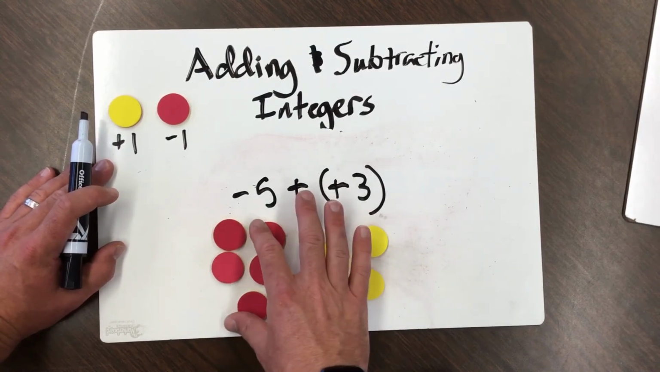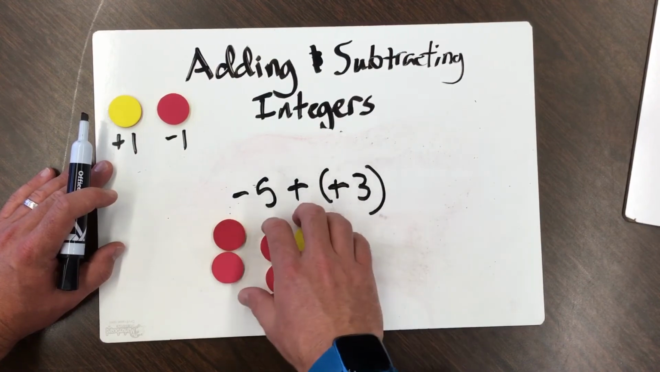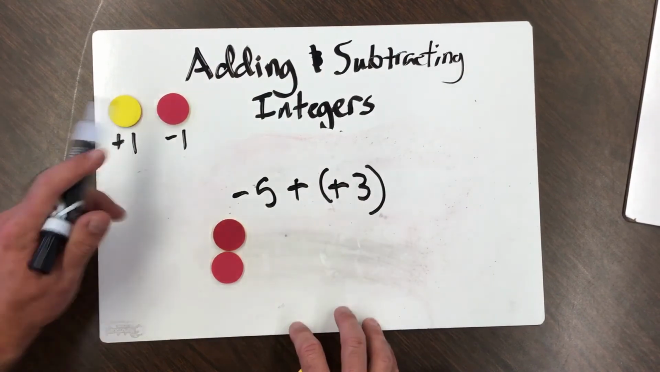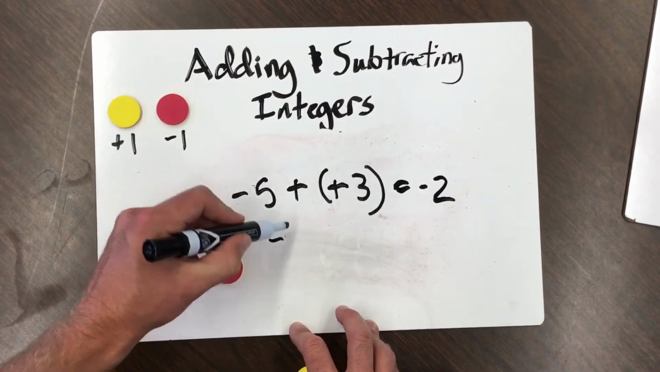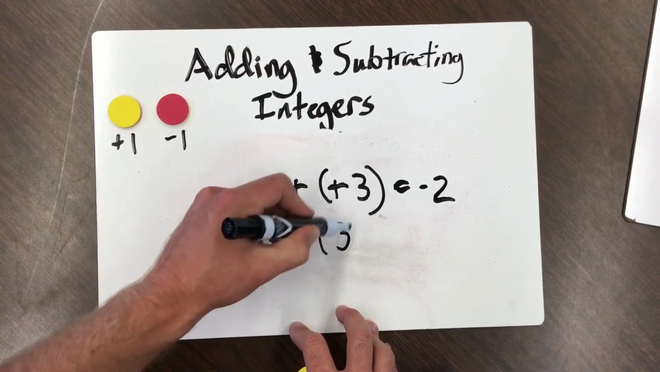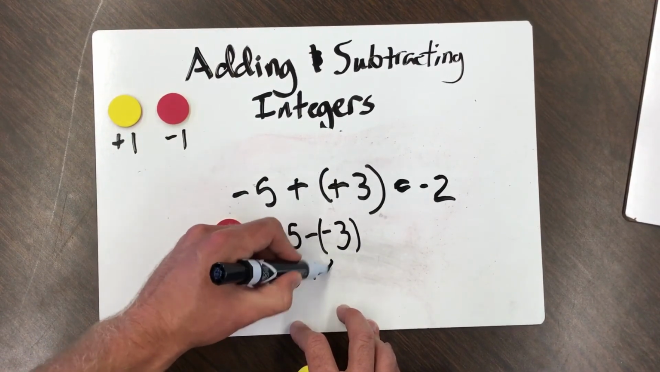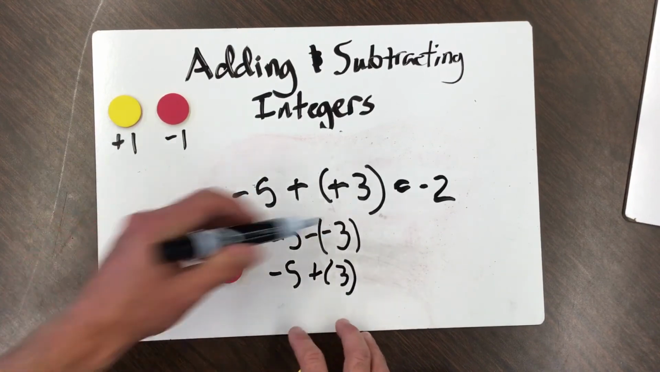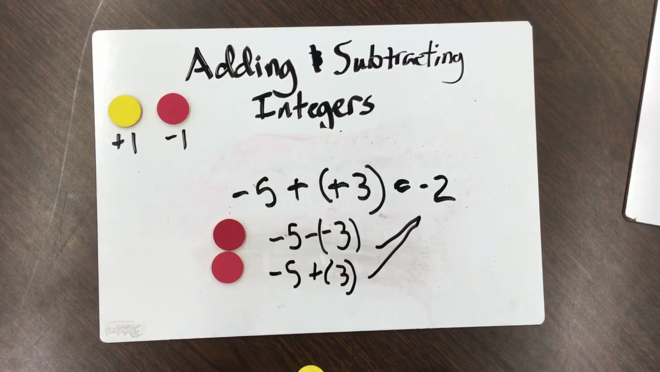I then see how many of these line up, and 3 of them line up again. And so now I'm left with -2. So this started off as -5 minus -3, and it's the same thing as saying -5 plus 3. And either way, we end up getting -2 as our answer.